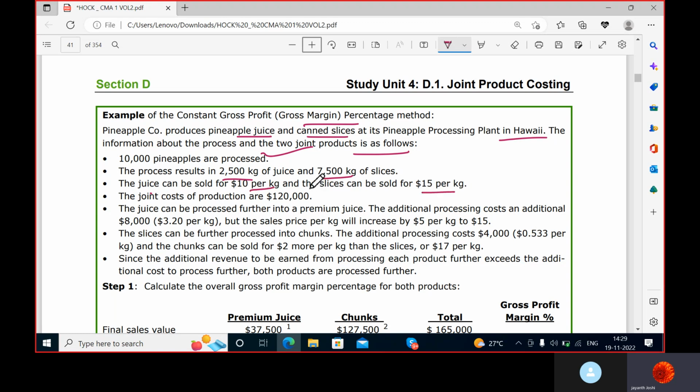So when you are selling at some price, it's a selling price. Joint cost of production is given. Juice can be processed further into premium juice. Again, you can process it. There is an additional processing cost of this much, but the selling price per kg will increase by this much to $15.